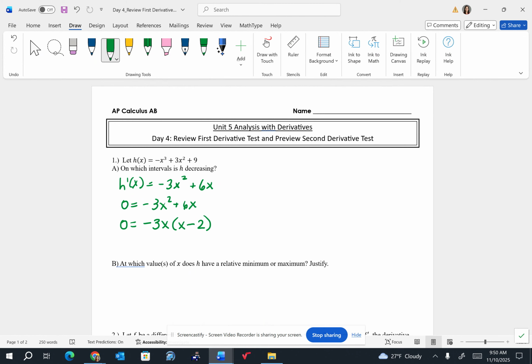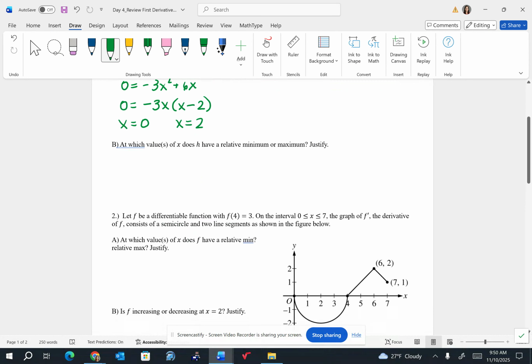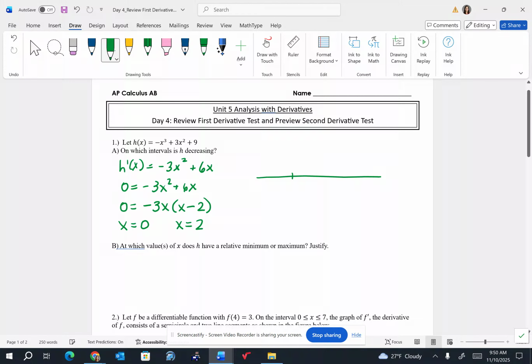You can check and make sure that if you distributed, you'd end up back at the original, which we would. Okay, now zero product property. We set each factor equal to 0 and we solve. So negative 3x equals 0 when x is 0. X minus 2 equals 0 when x is 2. So those are our critical points. Those are what we put on a number line to test for maxes and mins. So I'm going to put 0 on a number line and 2 on a number line.